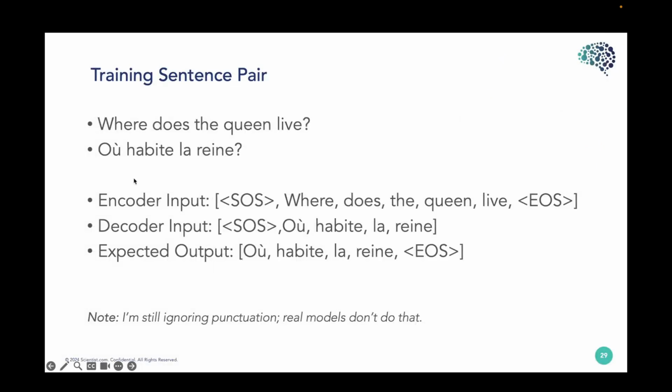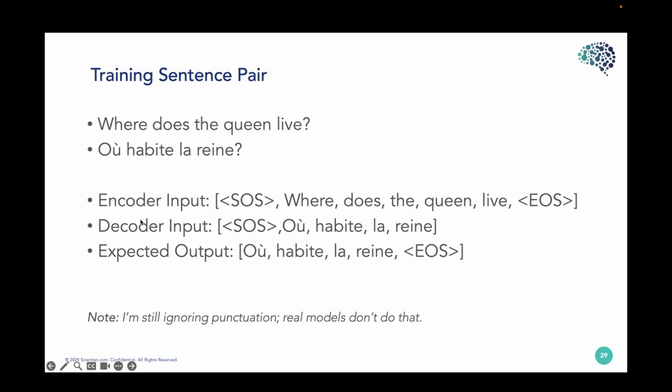Okay, so we have two inputs. Our encoder input is going to be our starting sentence here: "Where does the queen live?" And we're going to tokenize it the same way we did in the embeddings talk, the same tokens we used in the attention seminar. And then we're going to prepend SOS and append EOS. These are special tokens. SOS is start of sequence. EOS is end of sequence. And this bookends the input.